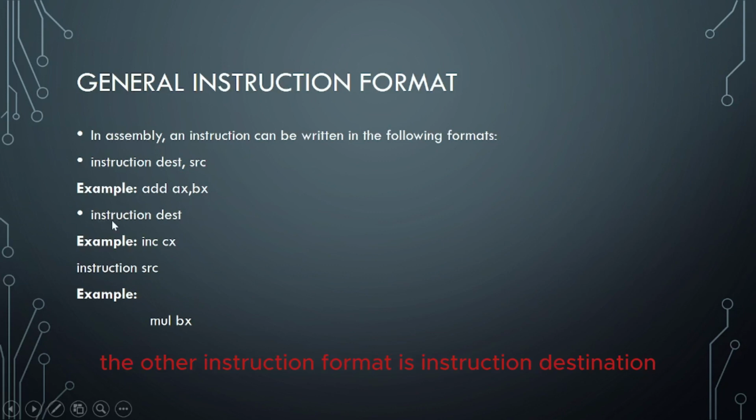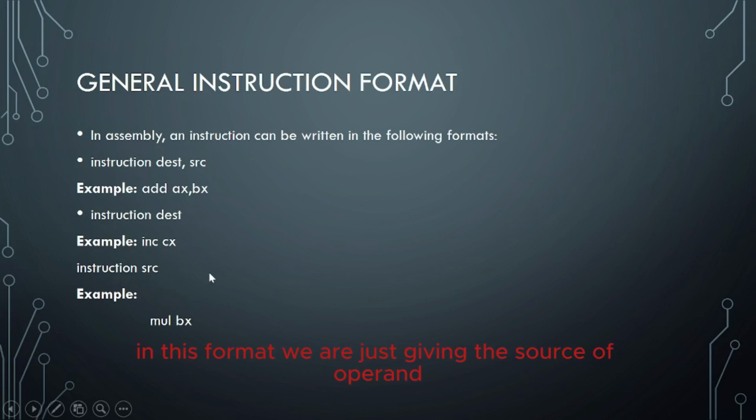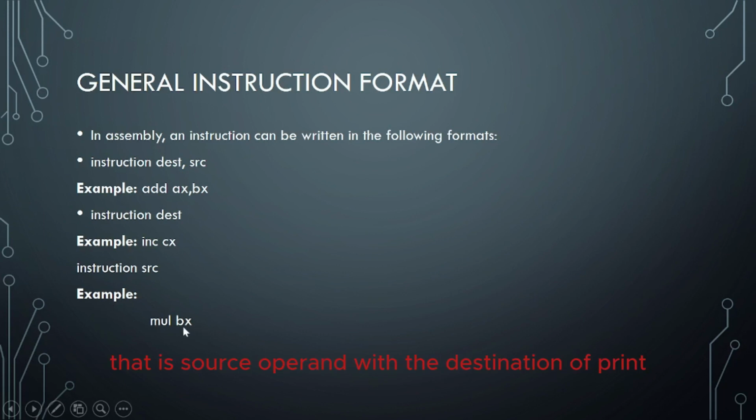The other instruction format is instruction destination. In this format we just give the destination. Example: INC CX. It means increment the CX. The third format is instruction source. In this format we are just giving the source operand. We can see an example: MUL BX. It means multiply BX, that is the source operand, with the destination operand AX. Here AX is implied. How it is, we will discuss in the upcoming lectures.